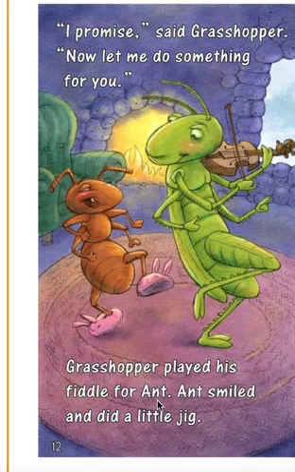I promise, said Grasshopper. Now let me do something for you. Grasshopper played his fiddle for Ant. Ant smiled and did a little jig.